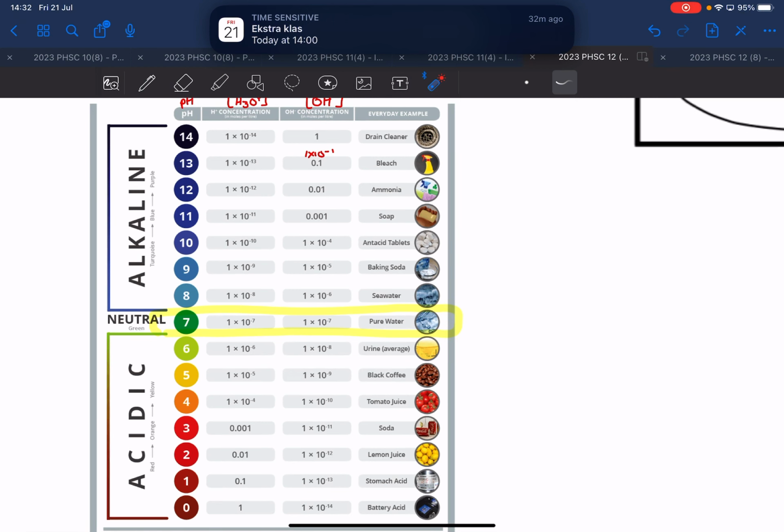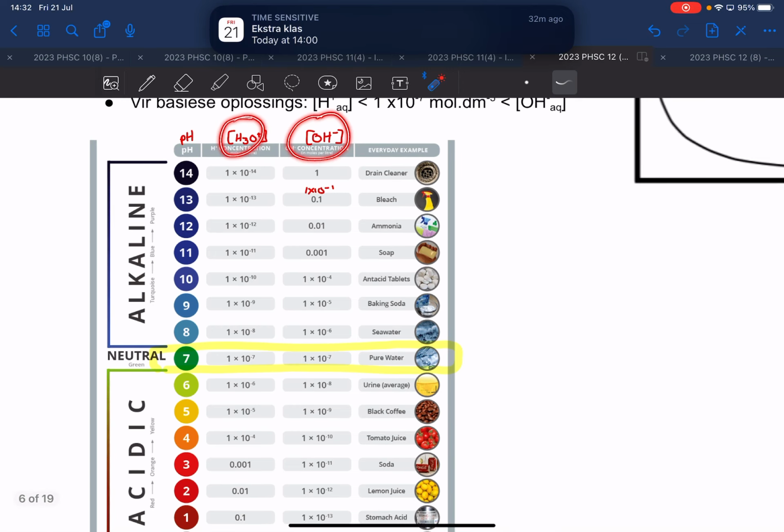Okay, now what conclusion pattern can you see between the concentration of the acid and the concentration of the base in all of these examples? In all the examples, say it all together.